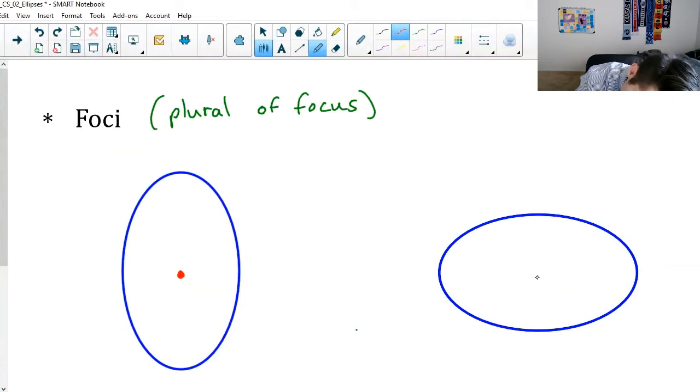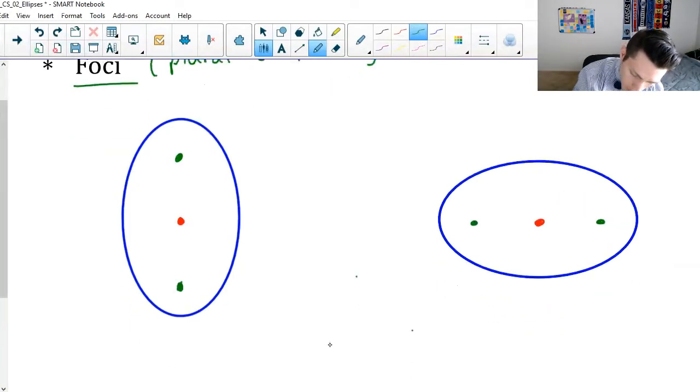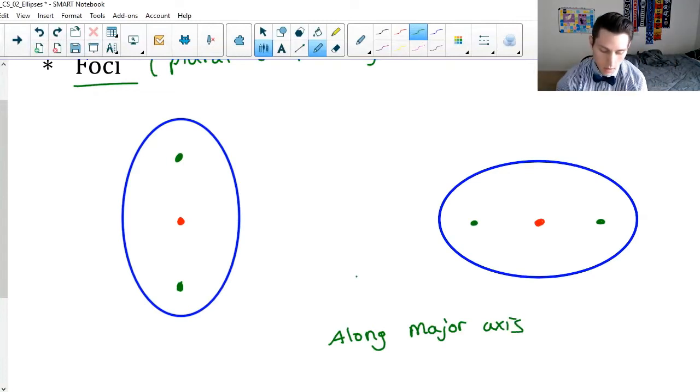So let's start off. Here's the center. And the foci are two points that, depending on what it looks like, will be on either side of the center. And it's important to note that foci are always along the major axis. So we can see these foci are on that largest line, whether it's vertical or horizontal, either way.